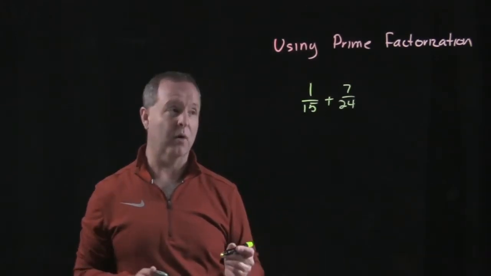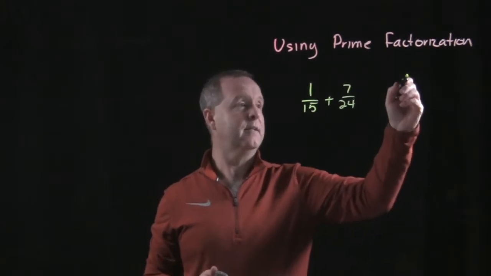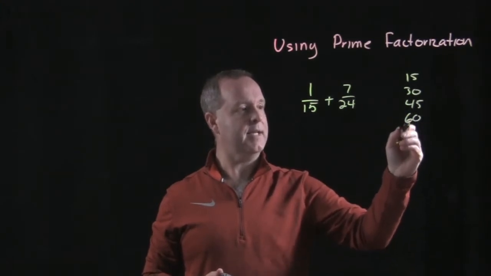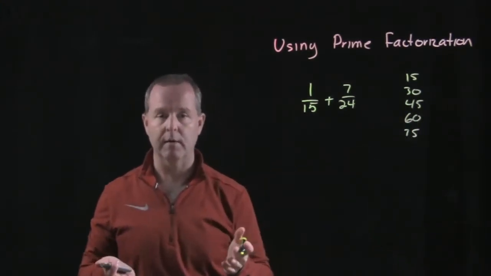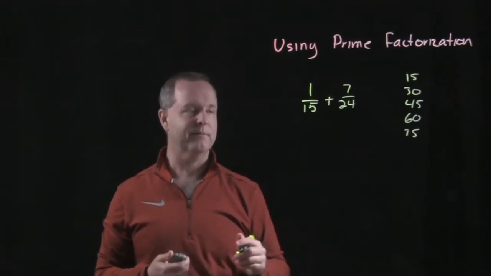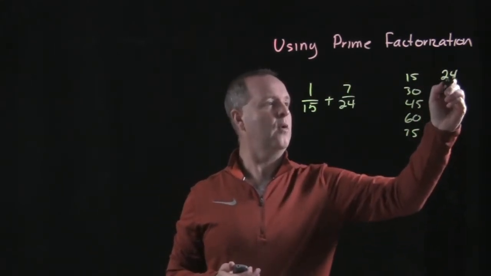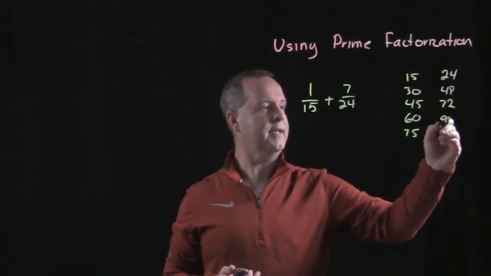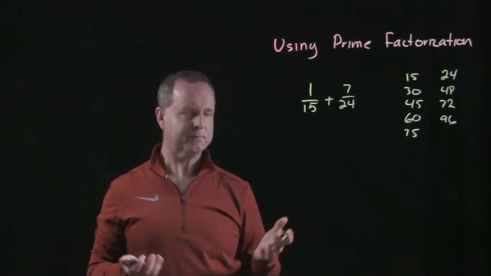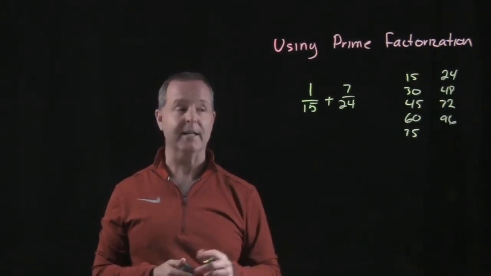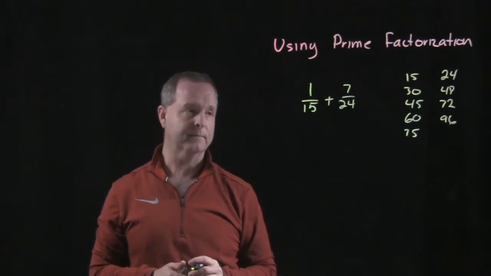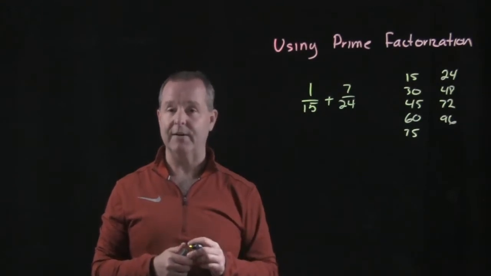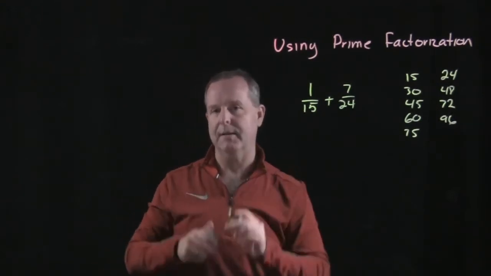Well, we can skip count for a while. We skip count by 15s. So 15, 30, 45, 60, 75, and so forth. Skip count by 24s, not as easy. 24, 48, what is that, 72, 96, and so forth. And who knows how much longer I need to go, but these numbers are getting awfully heavy. So instead of skip counting, we can use prime factorizations to help us. Let me show you.